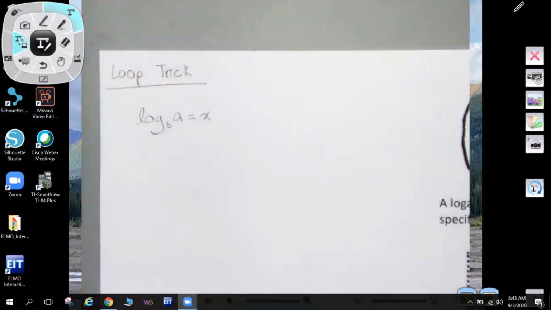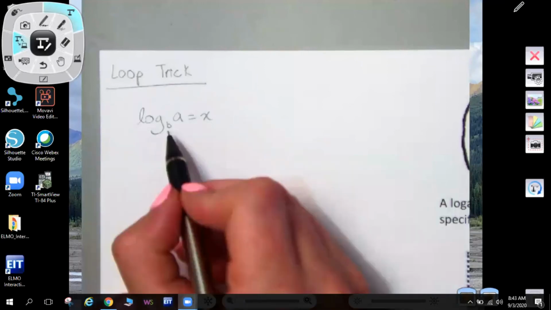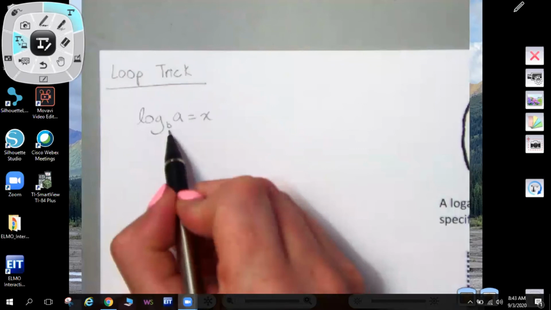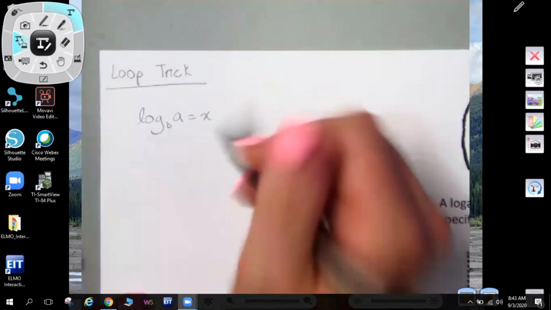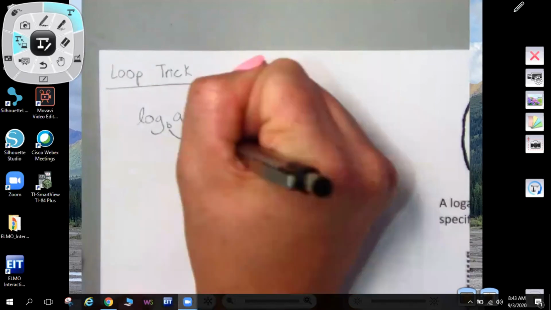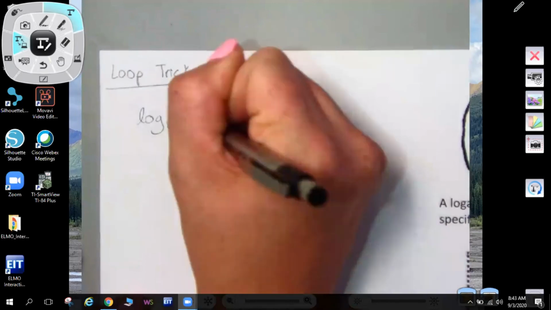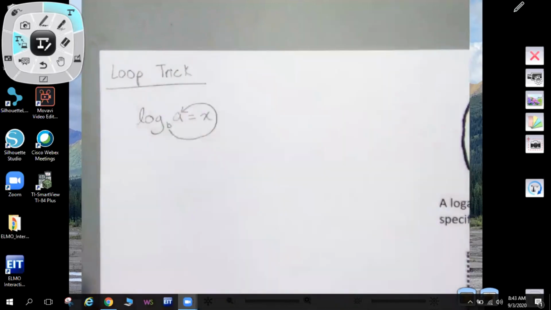And we want to change this to exponential form. So we're going to draw a loop starting at the base, which is the subscript b in this case, and we're going to draw a counterclockwise loop around to a. Hence the name, the loop trick.